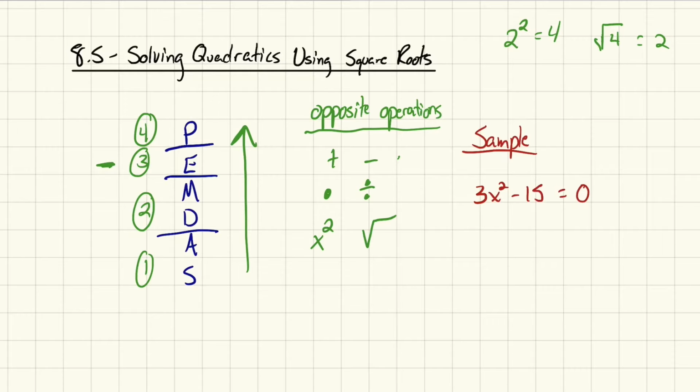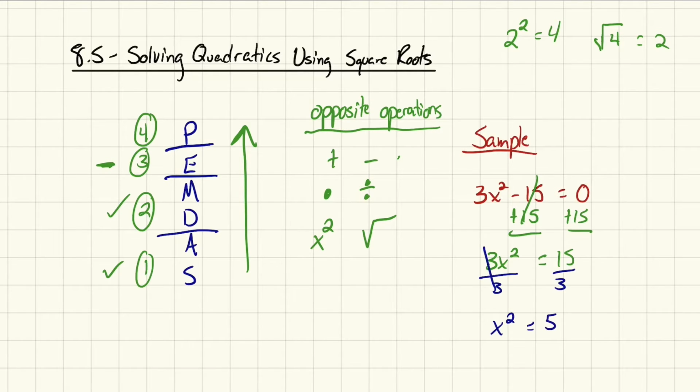Okay, so our sample problem says 3x squared minus 15 is equal to 0. Well, to start, we have to look for any addition and subtraction. I see subtraction in the problem, so I do the opposite. That gets me to 3x squared is equal to 15. From there, I move on into multiplication and division. Here I can divide both sides by 3. And then that leaves me with x squared is equal to 5.